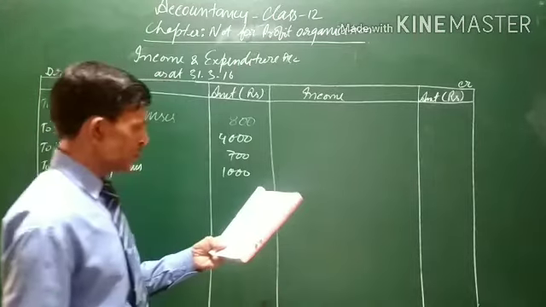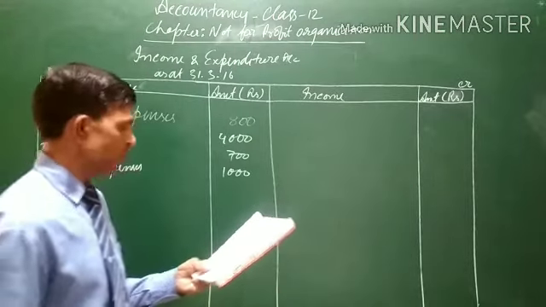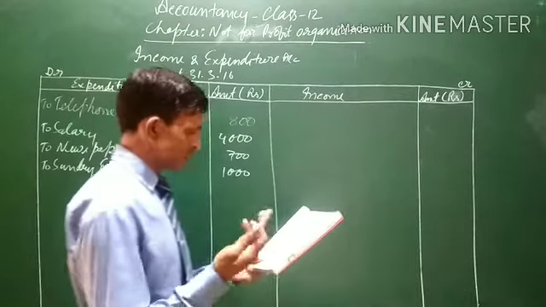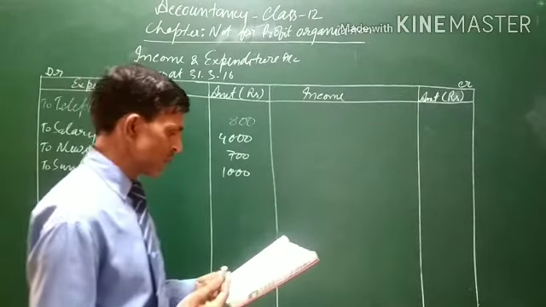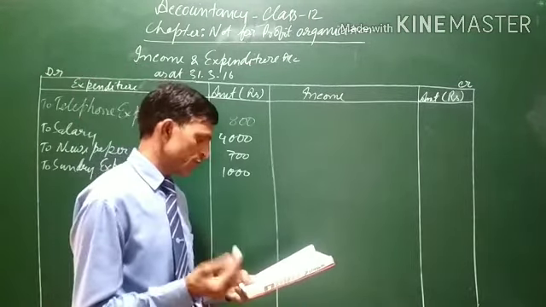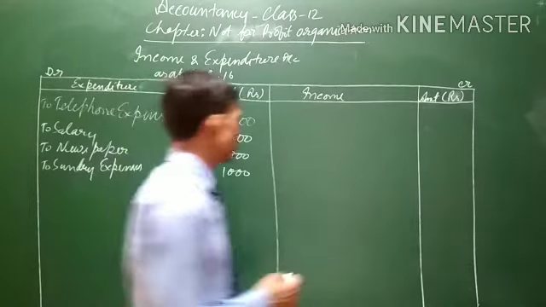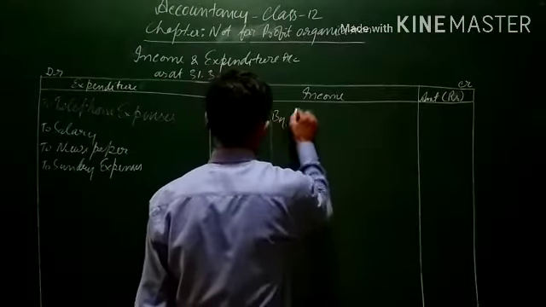Now let us come to the income side. Whatever income is mentioned. First is the opening balance. This is not an income. Similarly, subscription 2015-16. Some subscription is mentioned. By subscription.